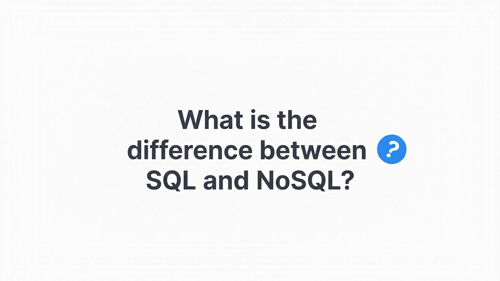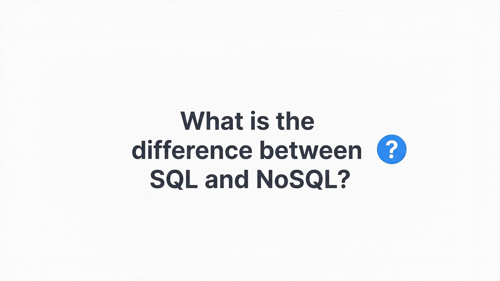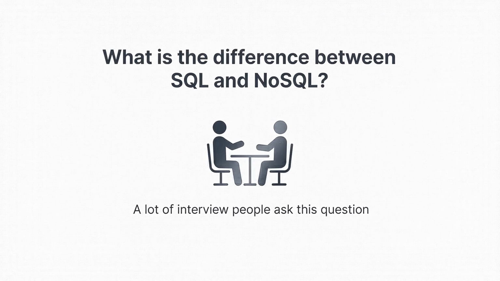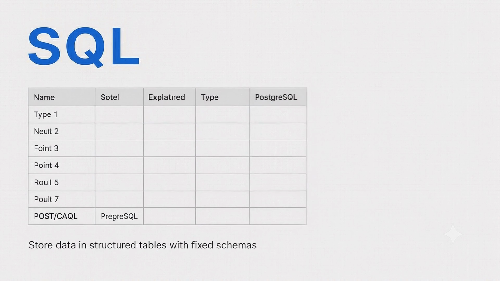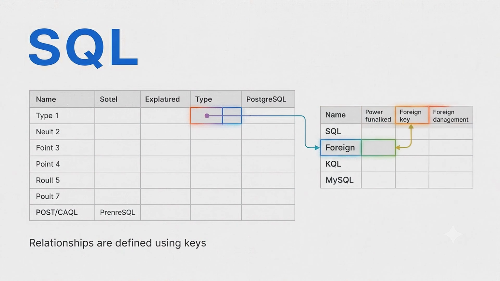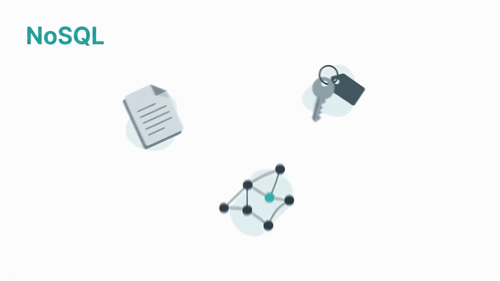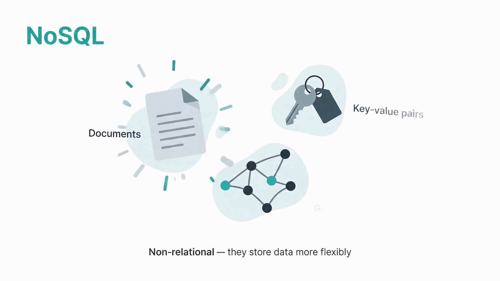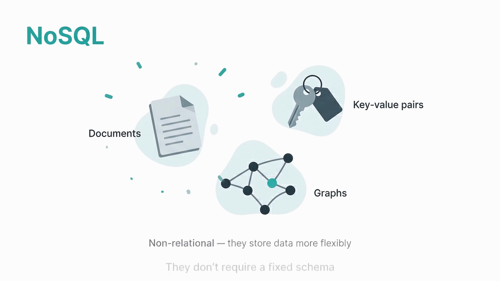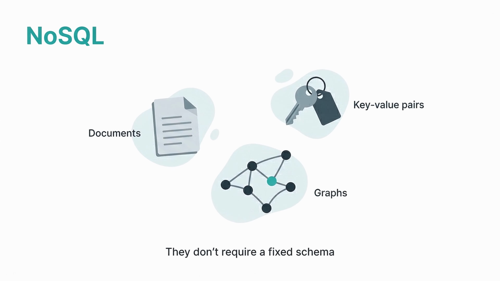One more expected question is: what is the difference between SQL and NoSQL? A lot of people ask this question. SQL databases, you can say simply, use structured tables stored in a fixed schema, and relationships are defined using keys. On the other hand, NoSQL databases have no such relationships. They store data more flexibly, like documents, key-value pairs, or graphs. They don't require a fixed schema.